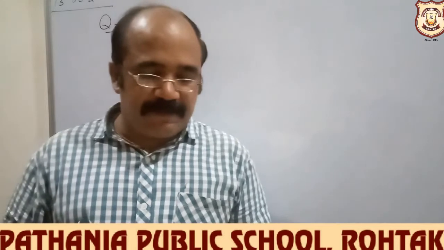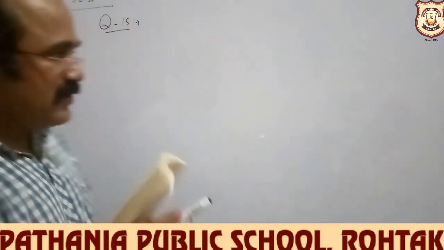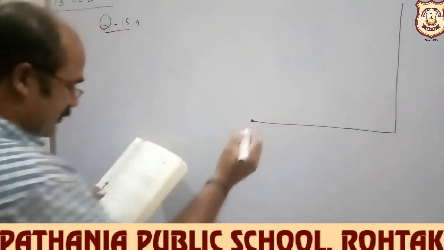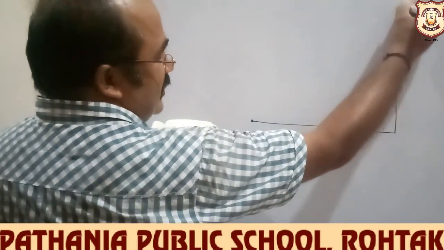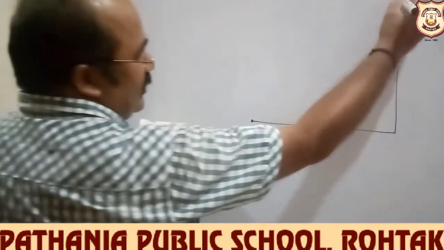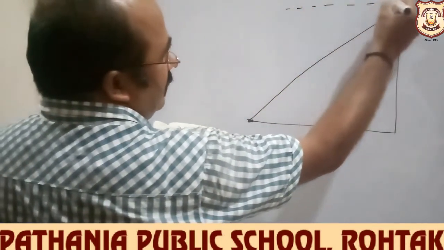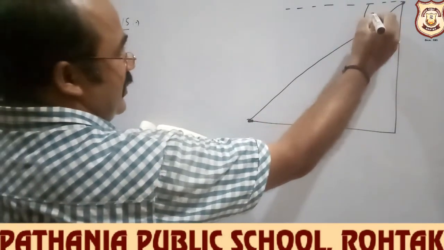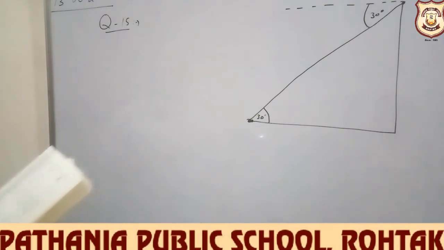Now see question number 15. A straight highway leads to the foot of a tower. See students, this one is the tower, this one is the straight highway. A man standing at the top of the tower observes a car at an angle of depression of 30 degrees. Angle of depression, like this from top to bottom. The angle is given as 30 degrees. So this one becomes 30 degrees by alternate interior angles.